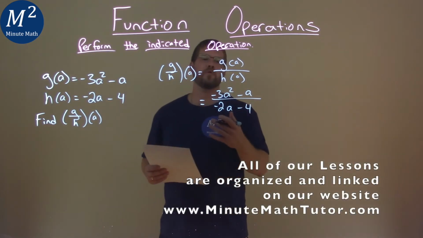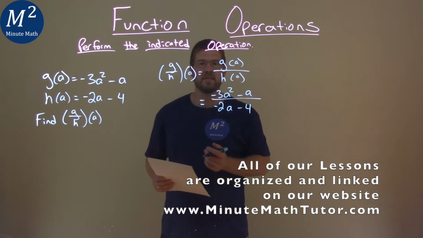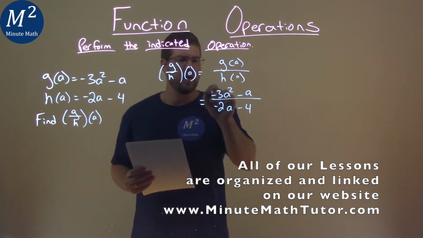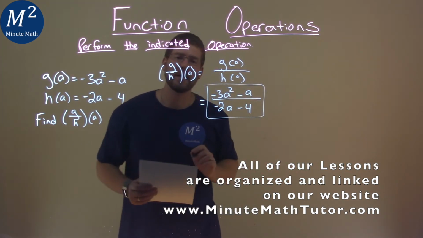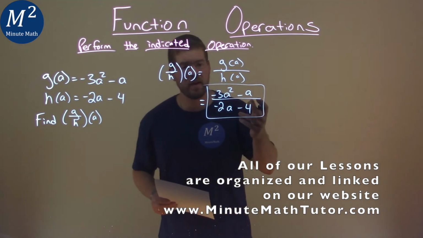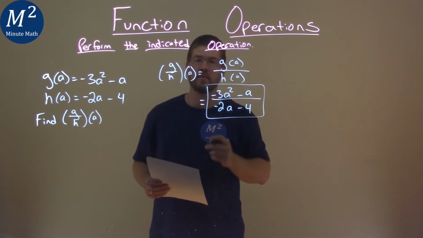And at this point, we try to see if we can simplify it. But here's the trick, or the kicker. It can't. We have it pretty much in simplest form here, and so our final answer is just negative 3a squared minus a over negative 2a minus 4.